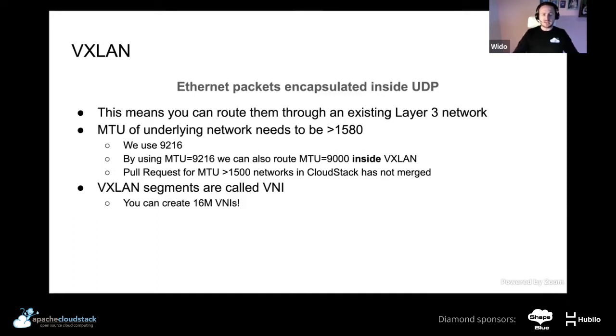And in VXLAN, it's not that we have VLANs, you have VNIs, the virtual network identifier. And you're not limited to 4K, you're limited to 16 million VNIs in one network. So you have much more flexibility with your numbering scheme, which you want to use.